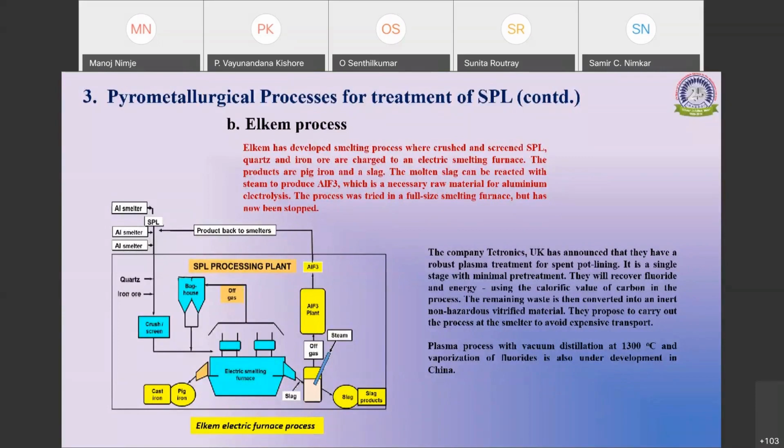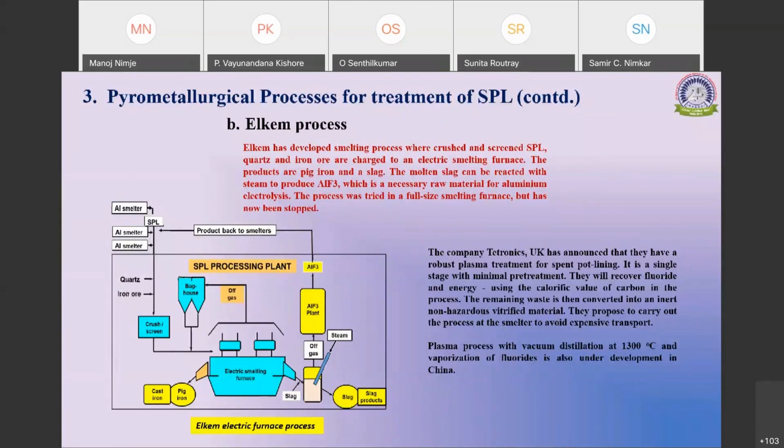The molten slag can be reacted with steam to produce aluminum chloride, which is a necessary raw material for aluminum electrolysis. The process was tried in a full-size smelting furnace, but has now been stopped due to economic and technical difficulties. The company Tetronics UK has announced that they have a robust plasma treatment for spent pot lining.